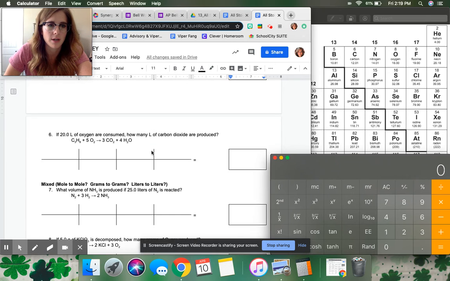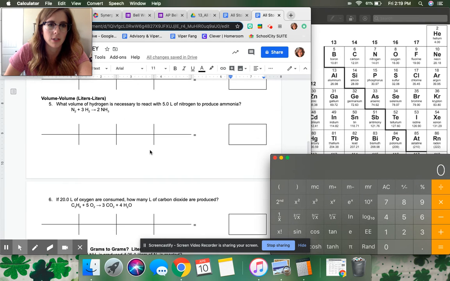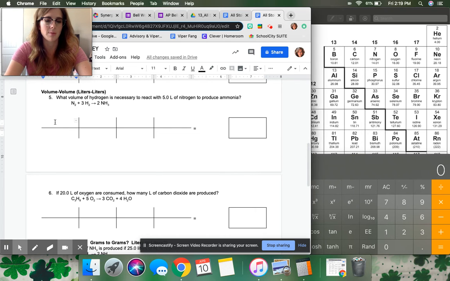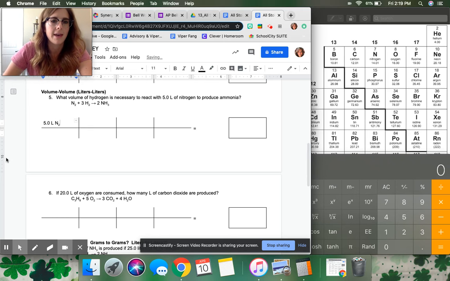Last one that I'll do with you guys is liters to liters. Okay, we're going to say what volume of hydrogen is necessary to react with 5 liters of nitrogen to produce ammonia. All right, so I know I'm starting with 5 liters nitrogen, so we're going to go ahead and type that, 5.0 liters N2. And I know that what goes up must come down, so I'm going to immediately take whatever I just typed, and I'm going to copy paste it down on the bottom.